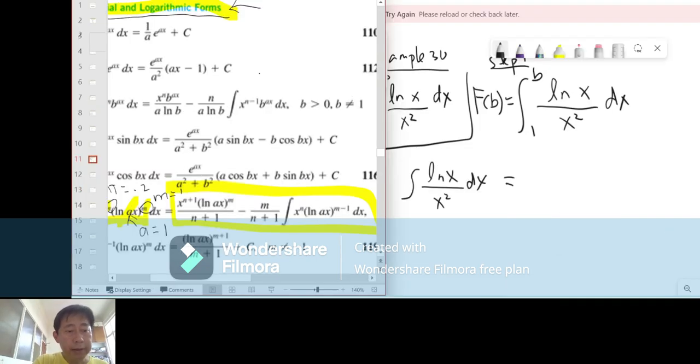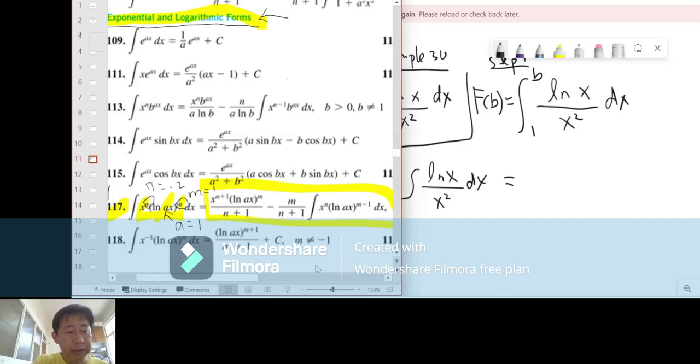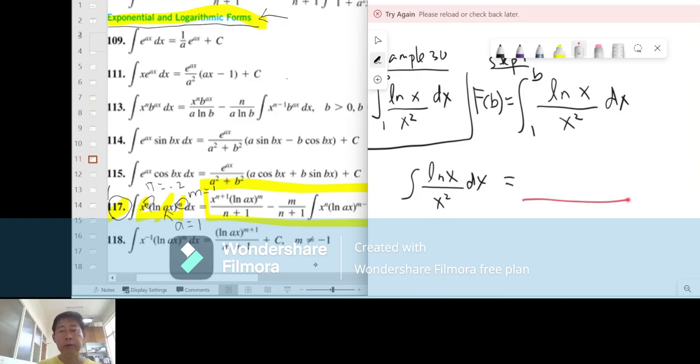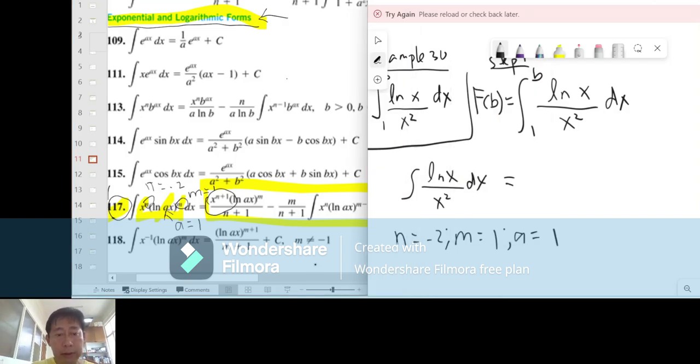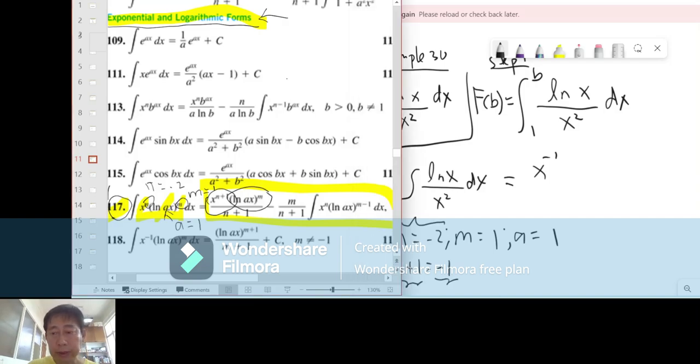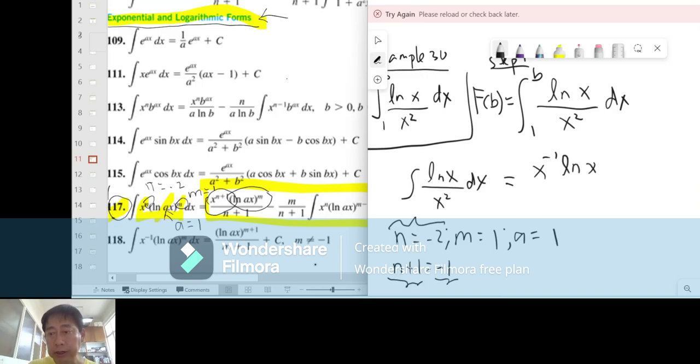So I will write down the result of the integration for item 117 to the right hand side of the integration we are performing. Here, I would write down n equals minus 2, m as 1, a is 1. So the term x to the power of n plus 1 would then be x to the power of minus 1, because n plus 1 is minus 1. So this term translates into ln x raised to the power of m, which is 1, divided by n plus 1, which is minus 1.